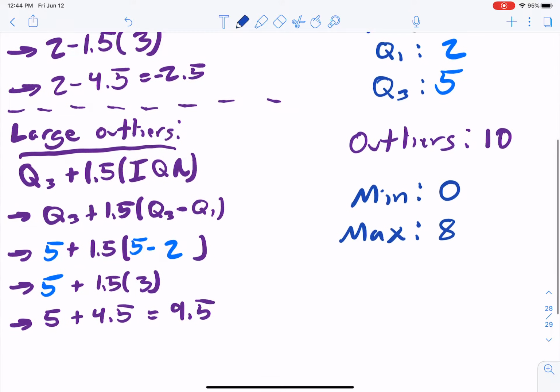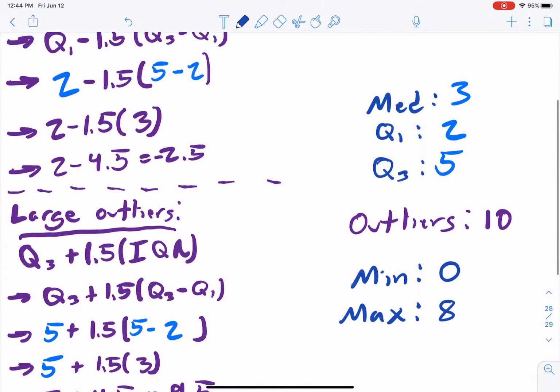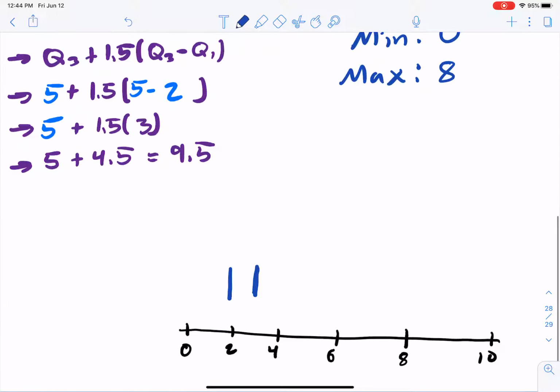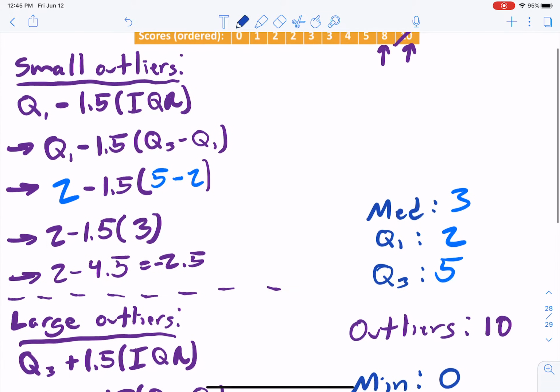So Q1 is 2. Come down here, draw another line. And then our Q3 was 5, right? So that's right about here. And then all we need to do is connect them up. And that's our box. That's our box part of the box plot.